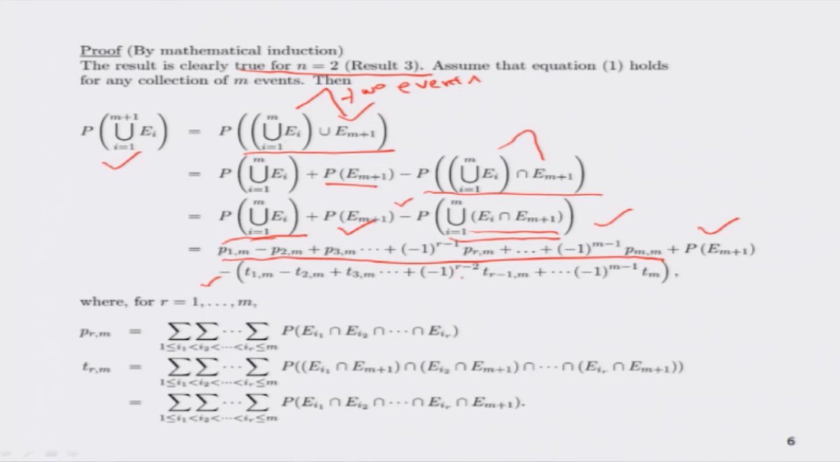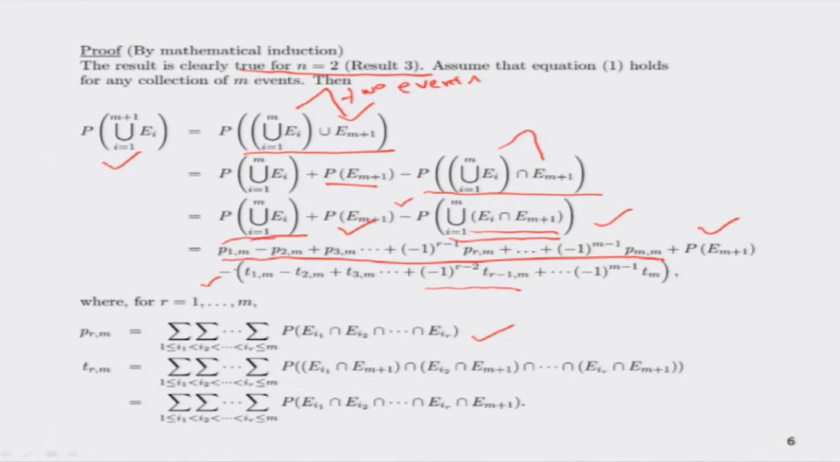The reason for taking minus 1 to the power r minus 2 here would be clear, because what I am going to do is combine P_1,m with P_m plus 1, P_2,m with T_1,m, P_3,m with T_2,m. So I'll combine minus 1 to the power r minus 1 P_r,m with minus 1 to the power r minus 2 T_r minus 1,m. That is the reason for writing r minus 2 here, not r minus 1.